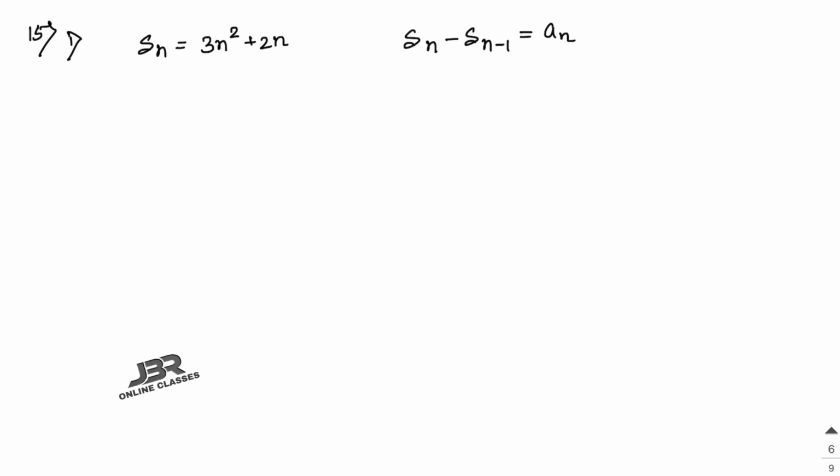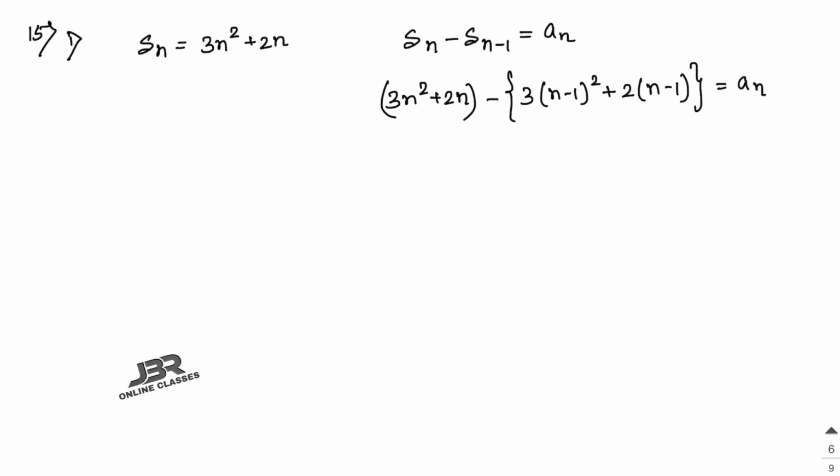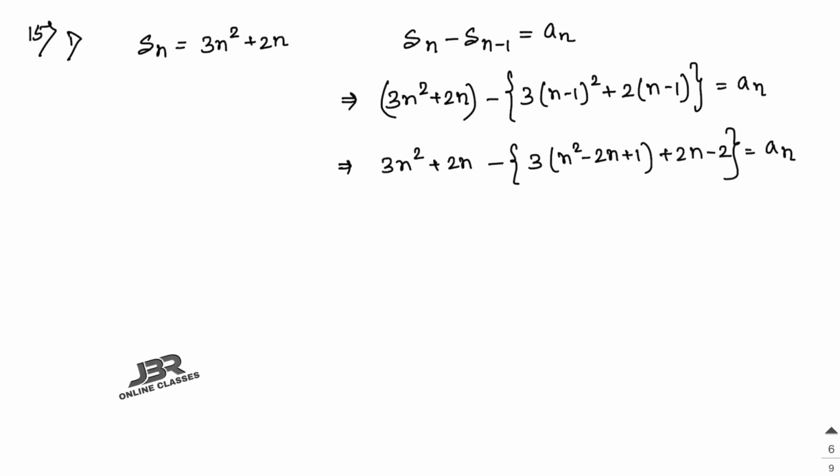You know that. So you can write in the place of Sn, 3n square plus 2n, and in the place of n put n minus 1, so just replace n with n minus 1. So 3 into n minus 1 square, then 2 into n minus 1, that equal to An, that means a general term. So 3n square plus 2n minus 3 into n square minus 2n plus 1, then 2n minus 2, equal to An.